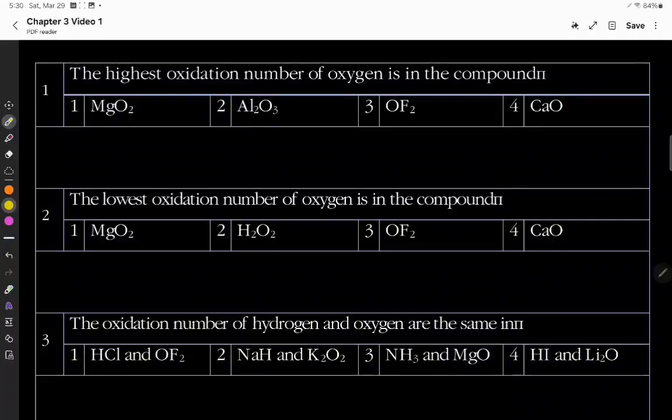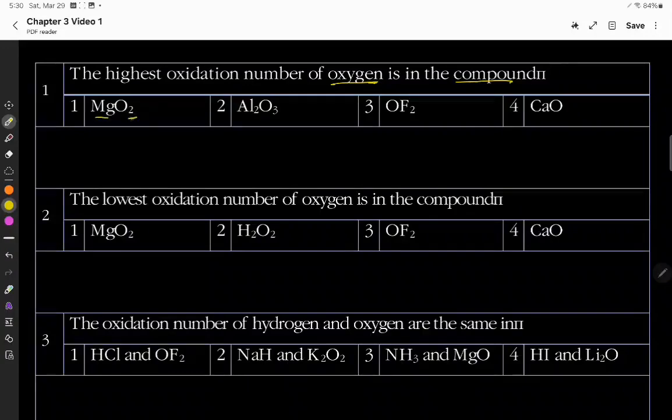Okay, let's look at some questions, how they could be in the ministry exam. It says, the highest oxidation number of oxygen is in the compound. Now it gives us compounds. Then we should determine the highest oxidation or the lowest oxidation number.